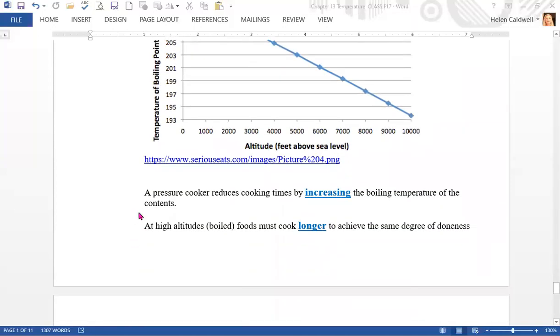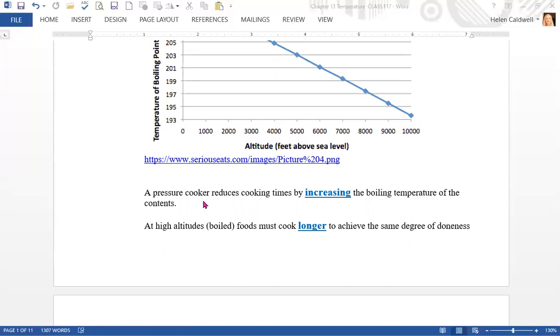So a pressure cooker, you might know these as Instapots. They reduce cooking time by increasing the boiling temperature. So what happens is you have a really tight lid and a pressure regulator so that the pot doesn't blow up. And as the pressure increases, the boiling temperature will increase. And the hotter you get the food, the quicker it's going to cook.